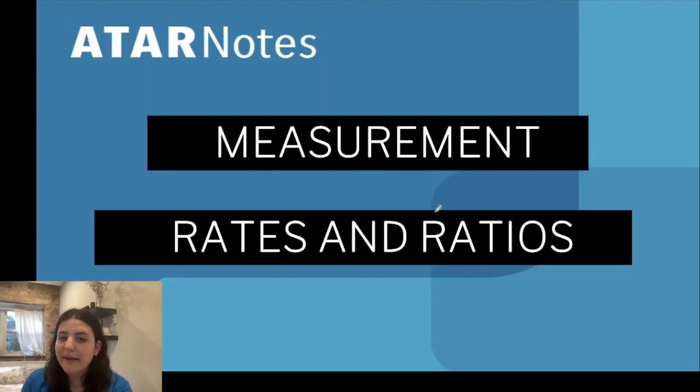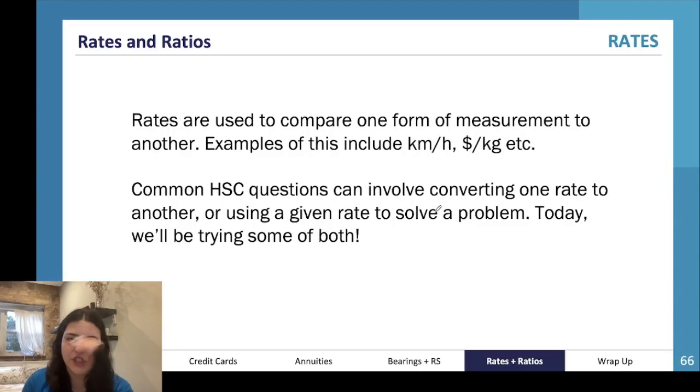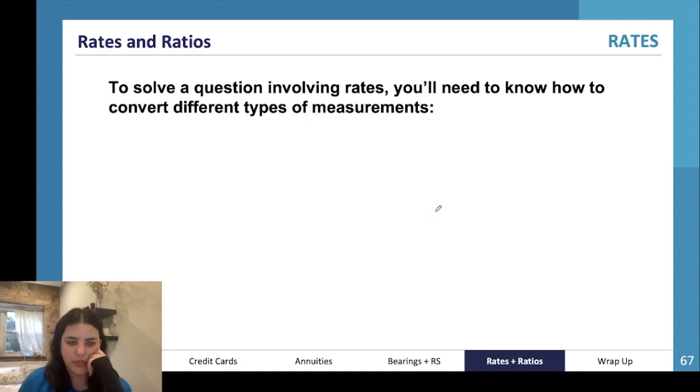All right, our last piece of content is rates and ratios. So rates are what we use to compare one form of measurement to another. So something like kilometers per hour, dollars per kilo, people per class. Often a question will be like, convert this rate to another or use this rate to solve a problem. So we're going to look at both today.